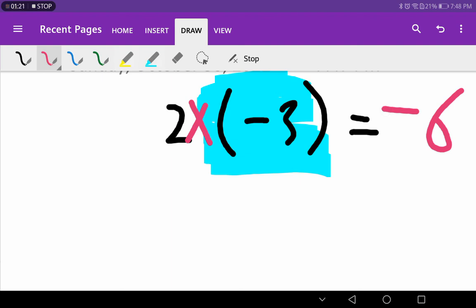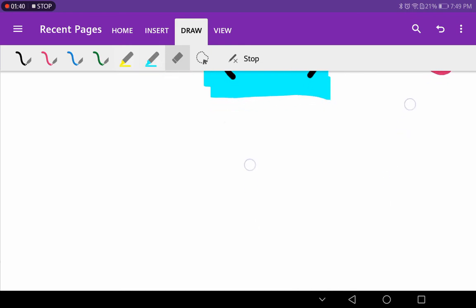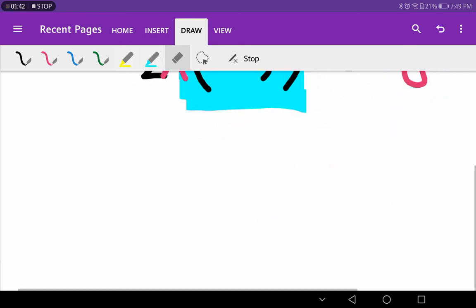So if two factors are negative, the answer will be positive. But if one of them is negative, the answer must be negative. Are you happy? I hope so.